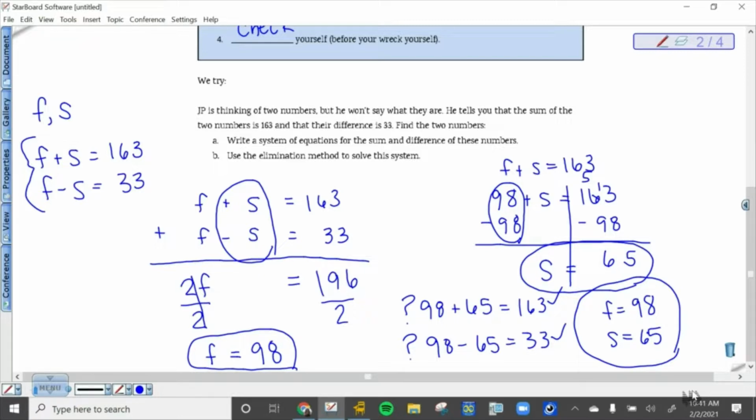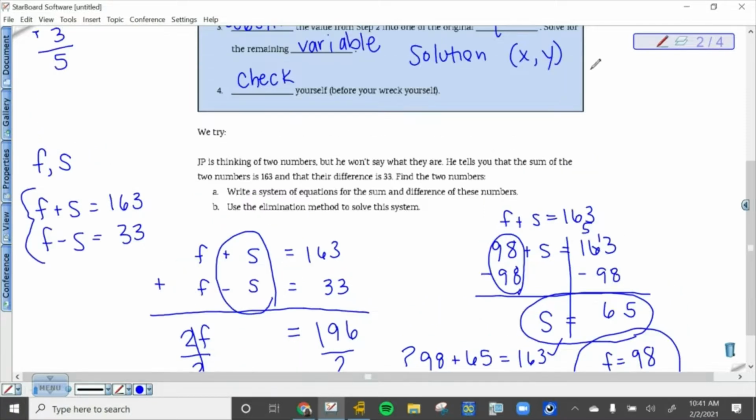So when we're using variables outside of X and Y, you can write your answer just like this. But if your variables are X and Y, then we want to write it like an ordered pair, X comma Y.